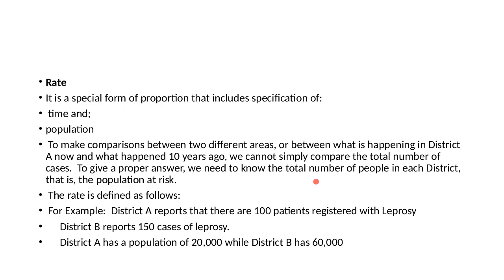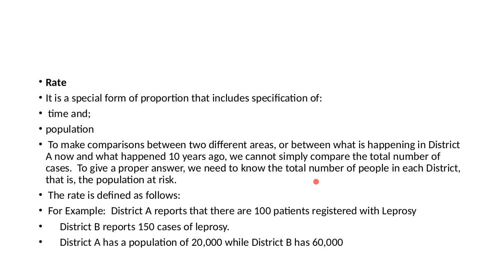So to make a comparison between two different areas, or between what is happening in district A now and what happened 10 years ago, we cannot simply compare the total number of cases. To give a proper answer, we need to know the total number of people in each district, that is the population at risk. So we are including both the time aspect and the population.